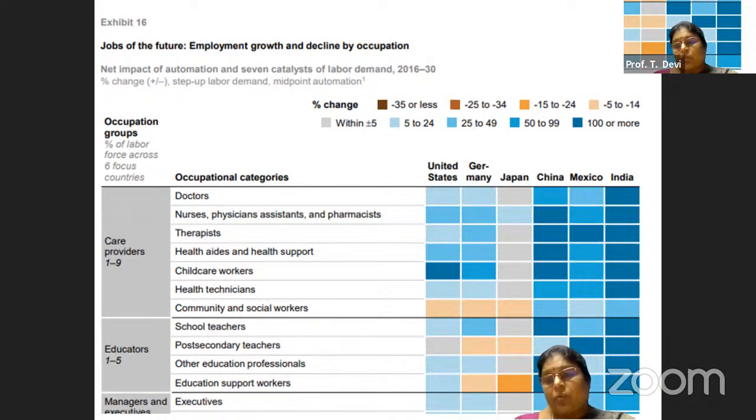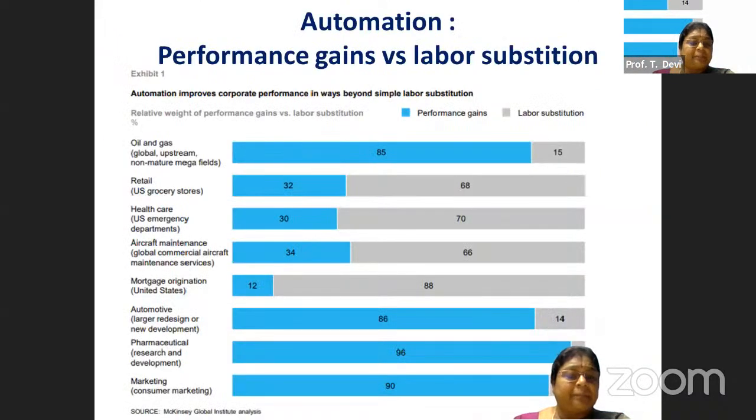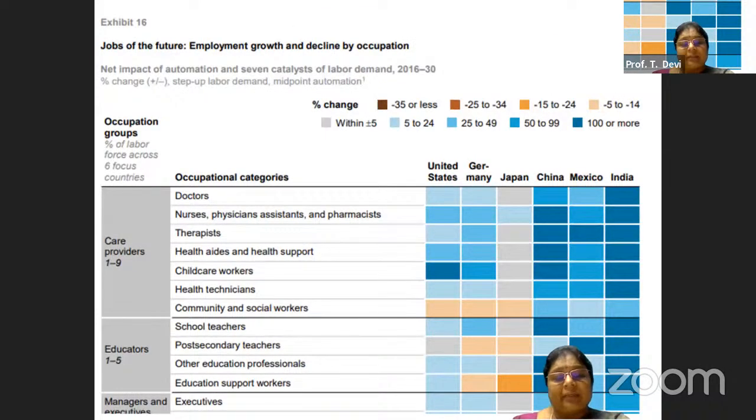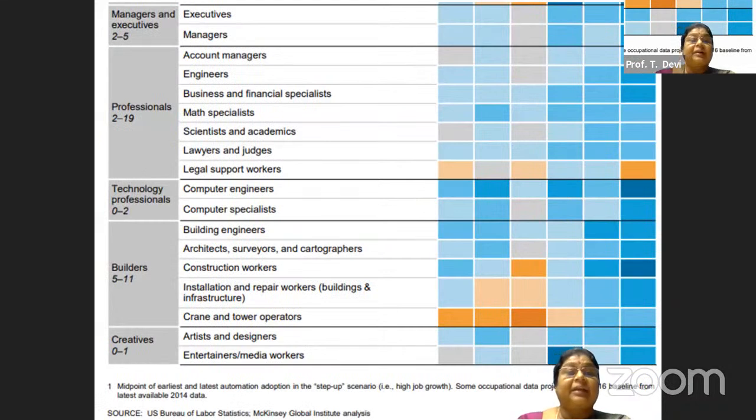You look at the dark blue on the last column under India, 100 or more percent increase in the jobs of the future, like care providers. Educators, school teachers, post-secondary teachers. See, education cannot be easily automated. We need human beings like school teachers, post-secondary teachers, other education professionals, education support workers in India more. And if you look at the last column, there is a dark blue here. Technology professionals like computer engineers are needed more. And then construction workers are needed more.